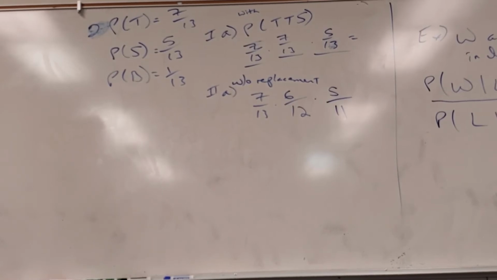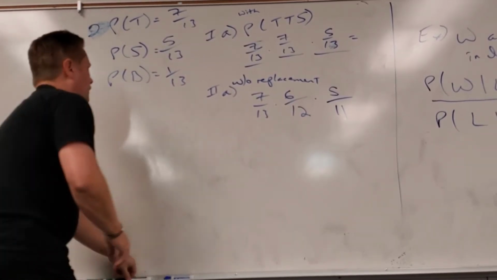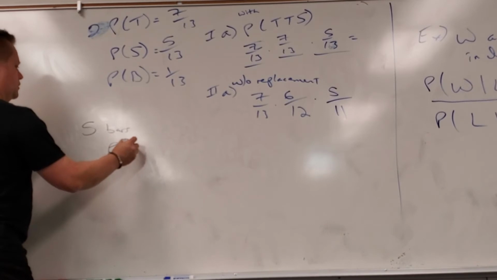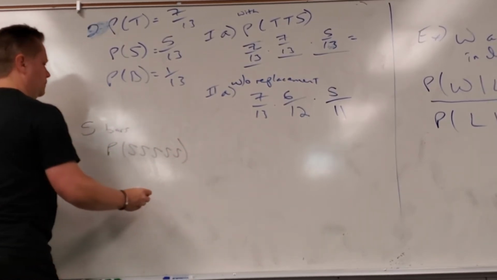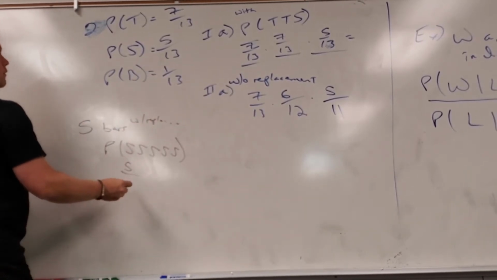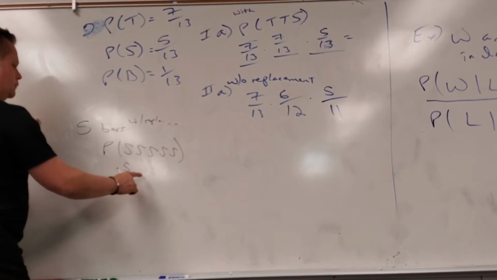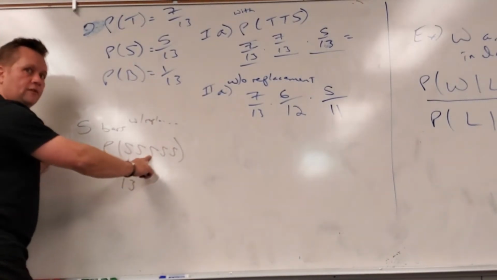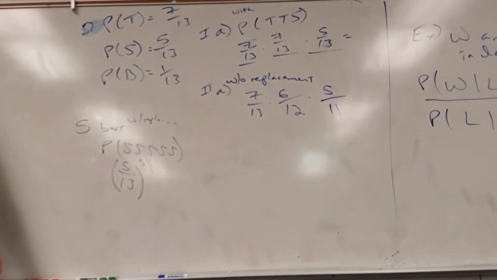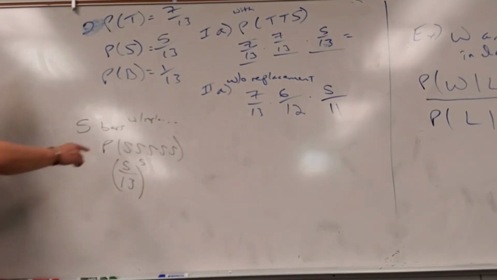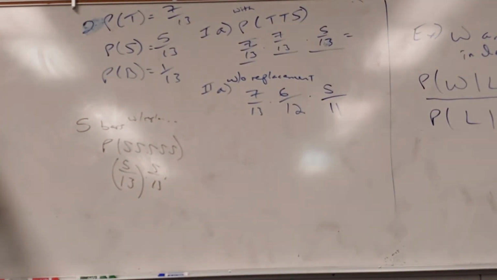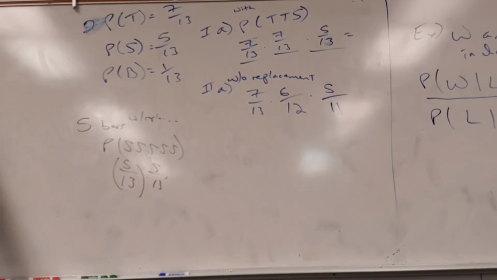Just to make sure you guys get what I'm saying, if I would have picked 5 candy bars, let's say nothing but Snickers, with replacement it would be 5 out of 13 times 5 out of 13 times 5 out of 13. So you can do 5 out of 13 to the 5th power, because they're all the same. That makes sense for 5 of the same candy bar.